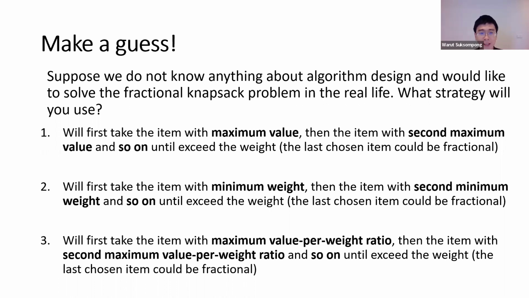Would you first take the item with the maximum value, then the item with second maximum value, and so on until you exceed the weight, where the last item could be fractional? Or would you first take the item with minimum weight, then second minimum weight, and so on until you exceed the weight? Or would you take the item with maximum value per weight, second maximum value per weight, and so on until you exceed the weight?